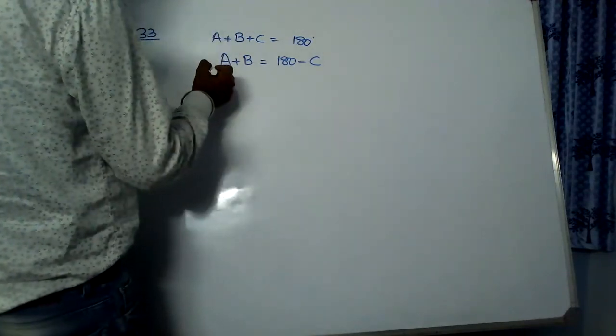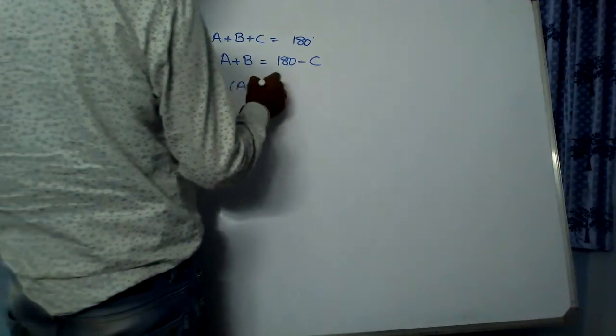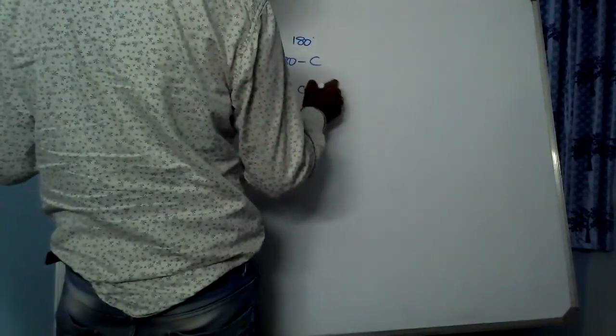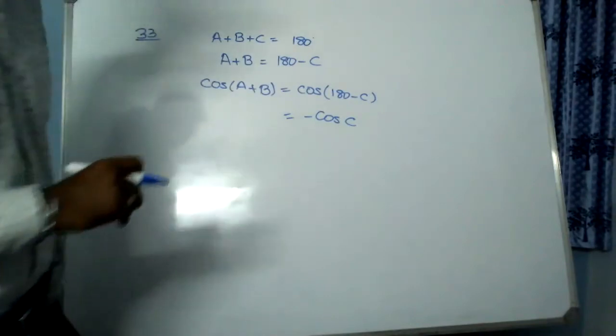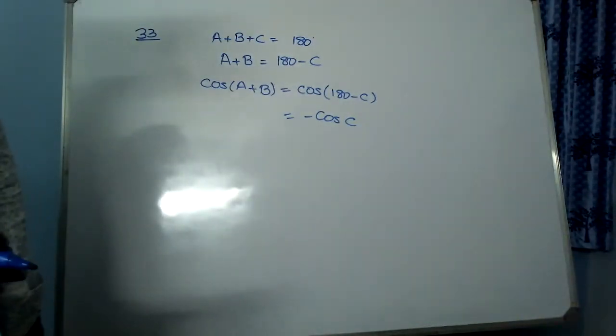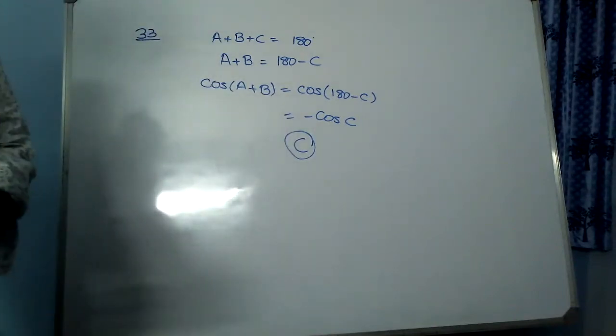So cos A plus B equal to cos 180 minus C, that is minus cos C, right? Among the options we have, minus cos C is option C. So option C should be the right answer for this.